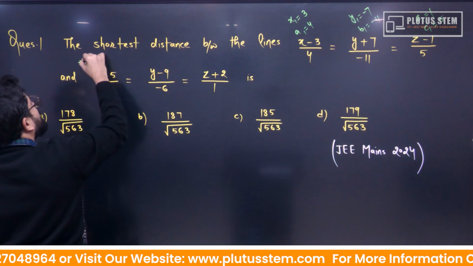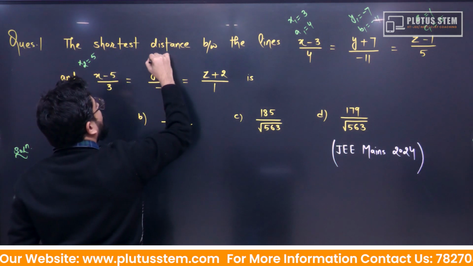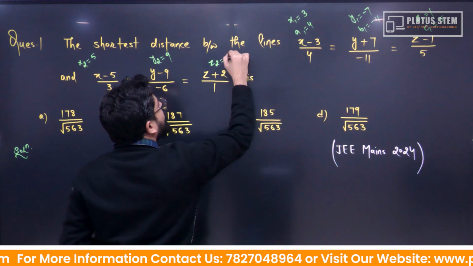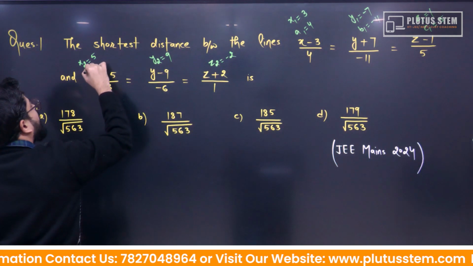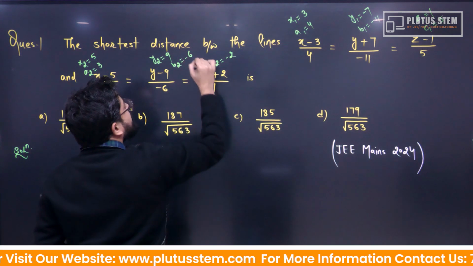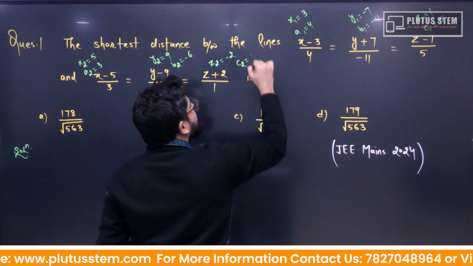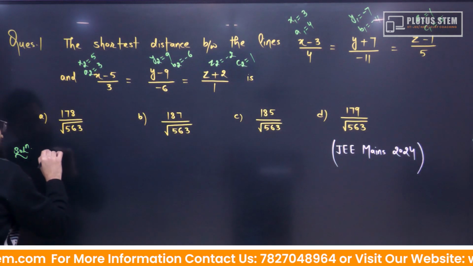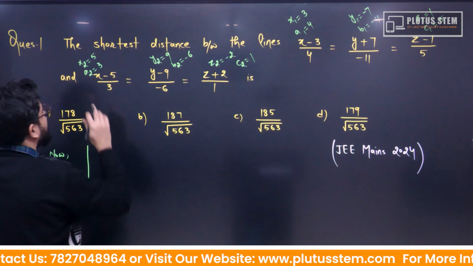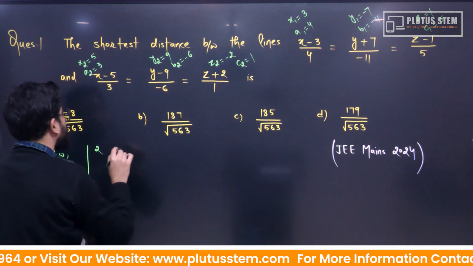Similarly, you can say x2 is equal to 5, y2 is equal to 9, z2 is equal to minus 2, a2 is 3, b2 is minus 6 and c2 is 1. Now just calculate the numerator part. That is x2 minus x1, which is 2.